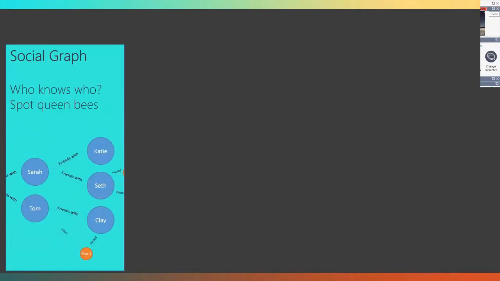Okay, so what sort of use cases do we commonly see that graph databases solve? So the first one is the social graph. What we've been looking at: who knows who? Who are our queen bees, essentially? So in a social graph, you generally have one, two, a couple of people who are what's known as the queen bees, the people who are the real influencers in that group, who really spur it on.